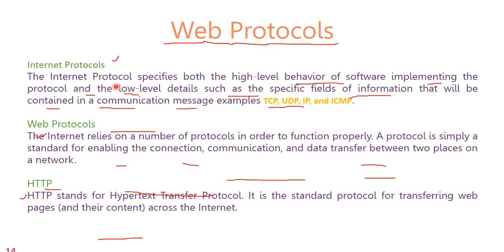The internet protocol specifies both high level behavior of the software implementing the protocols, meaning a set of rules, and low level detail information such as specific fields of information that will be contained in a communication message. Examples: TCP, Transmission Control Protocol, User Datagram Protocol, Internet Protocol, and ICMP. We will discuss these four types of protocols in the next slides.